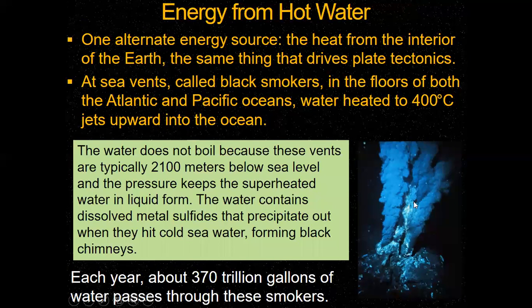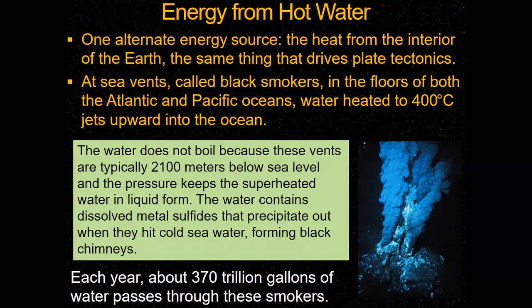So this is a picture of those smokers. Very hot water gets shot into the ocean. The water does not boil because these vents are typically 2,100 meters below sea level, and the pressure keeps the superheated water in liquid form, right? Because it's 400 degrees Celsius. We feel like the water should be boiling, because water boils at 100 degrees Celsius at sea level. But here it is not, because it's all the way down below the sea level. So the pressure is really high, and that keeps the water in liquid form.